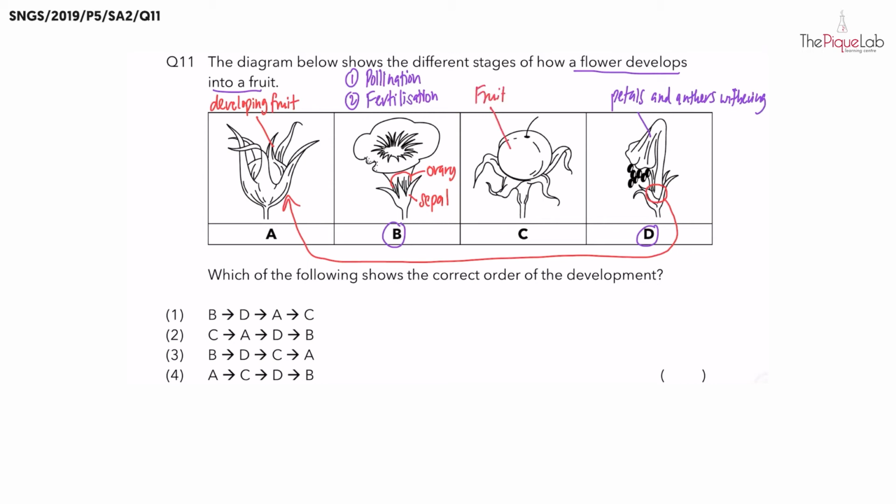And what is the function of the fruit? Not only does it store the seeds, the fruit also helps to disperse the seeds. And the idea is to disperse the seeds further away from the parent plant.